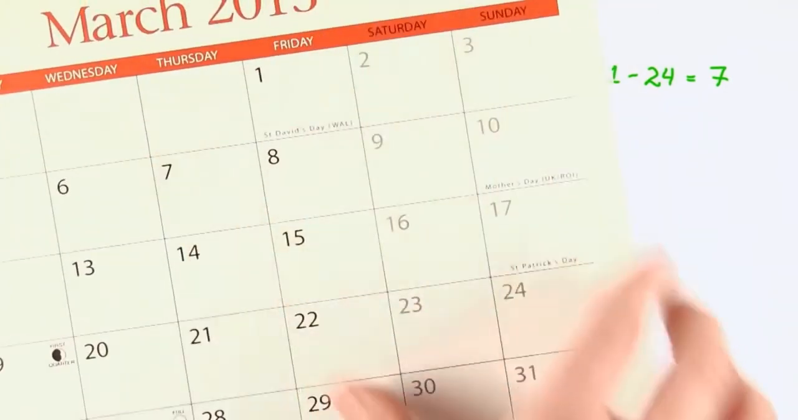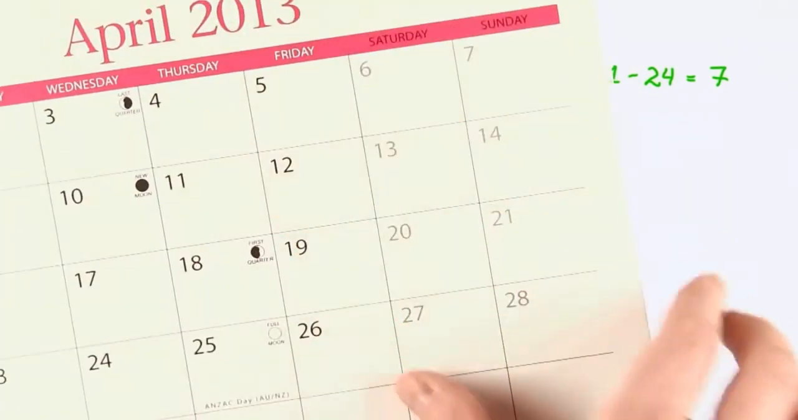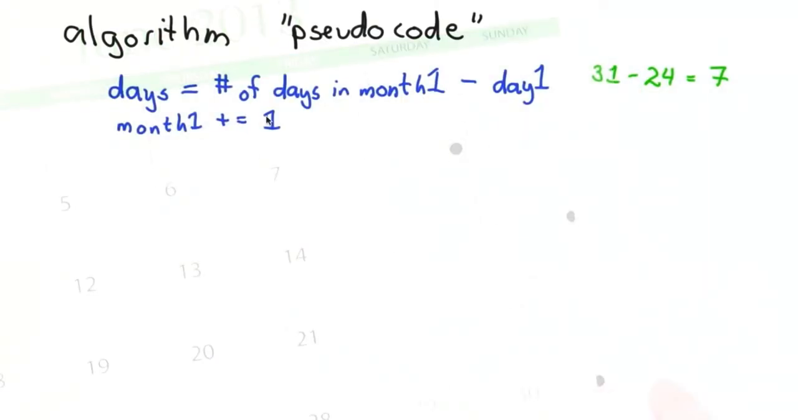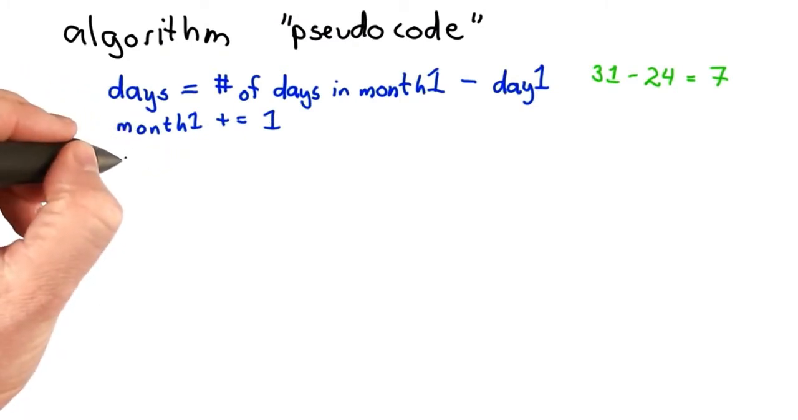Now we started going through the months until we got to the month we were on. So we went through each month until we got up to the month we were looking for, which was June. So that's sort of like a while loop. We're doing something over and over again until we get to the stopping condition. So we can write that as pseudocode.